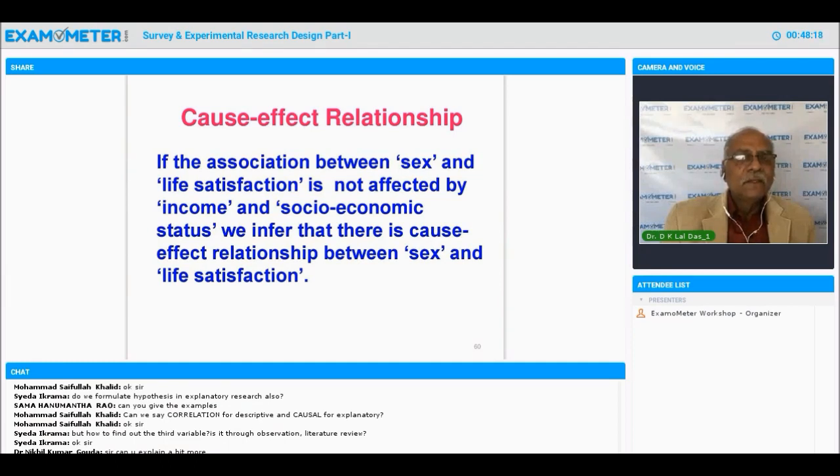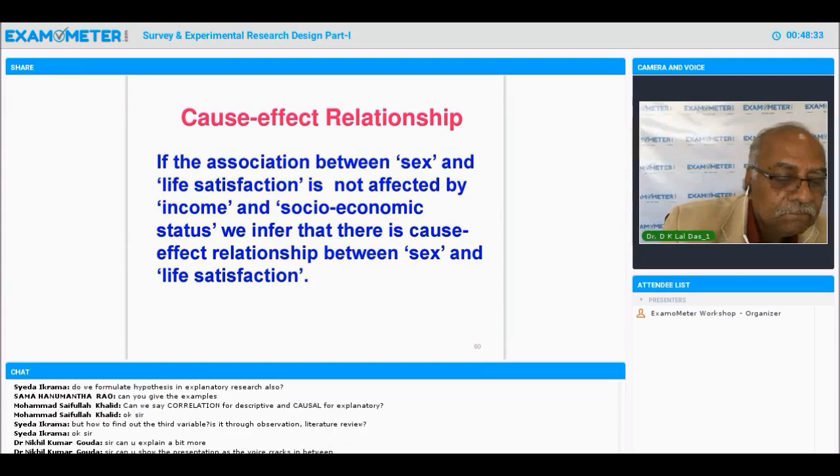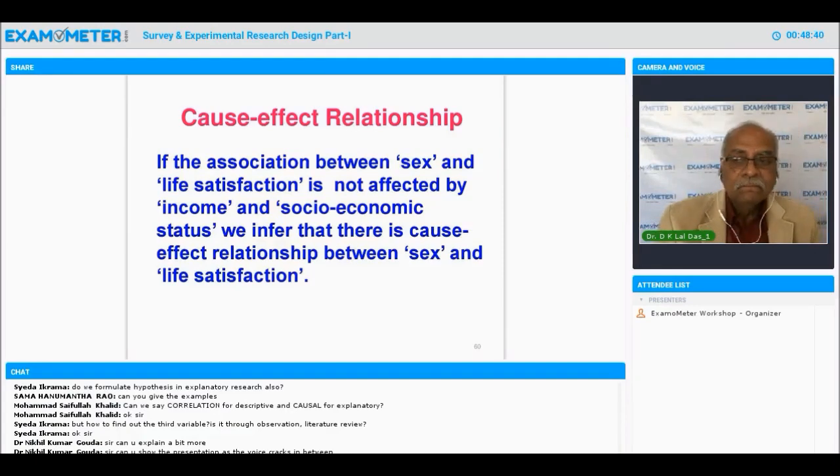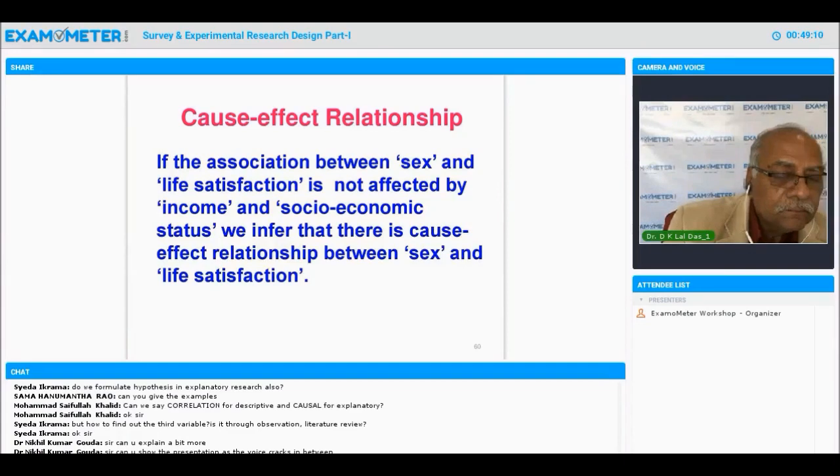Yes? If you have understood this, yes. Dr. Nikhil, if you can tell which specific slide you would like repeated. Yeah, move.